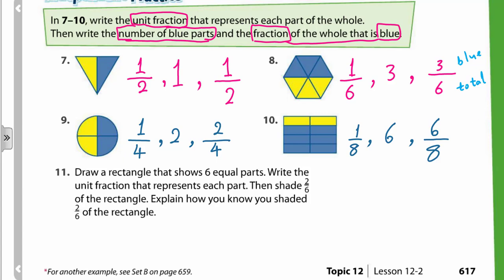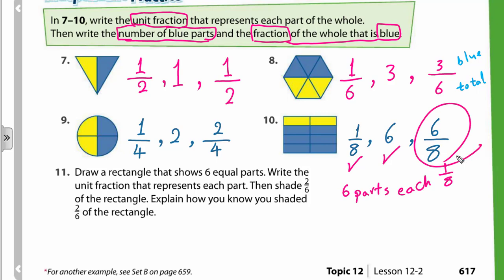Great work. And my heroes again. Every part here is 1/8, and we have 6 blue parts. Each one of them is 1/8. So I want to say that this is 6 parts, each one is 1/8, so it will be 6/8. Okay, my heroes, let's move to the next question.